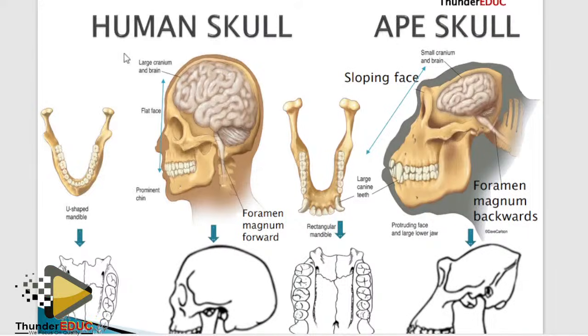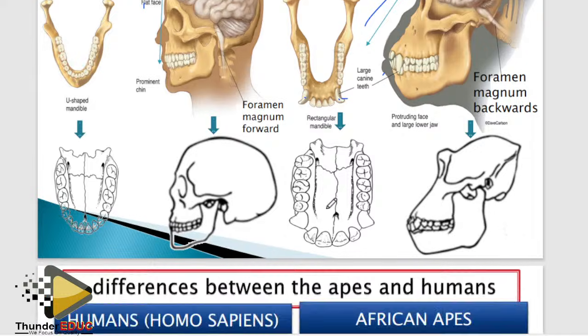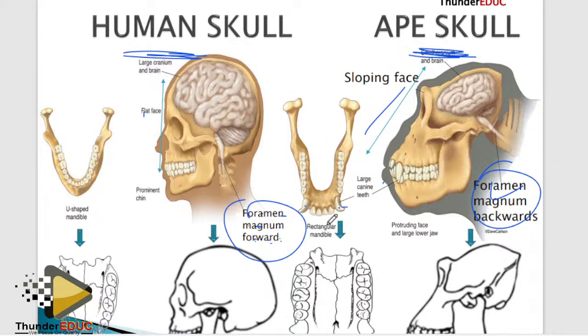Difference between the skull of human and the other primates, please know them: sloping face versus flat face, and the canines. I'm not going to talk about these too much, but there's something I need to mention. The position of foramen magnum: we say that it is in forward position. We don't use any other word. In the other primates, the foramen magnum is in backward position.